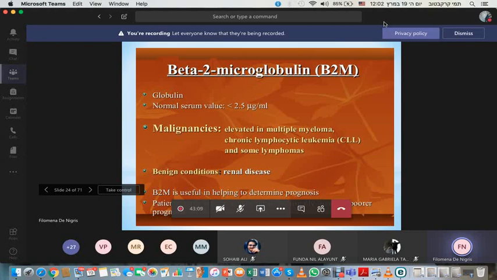A patient with levels at least 10 times or 100 times the normal range indicates a poor prognosis. So a higher level is an indication for the prognosis of this disease, for example, for leukemia.